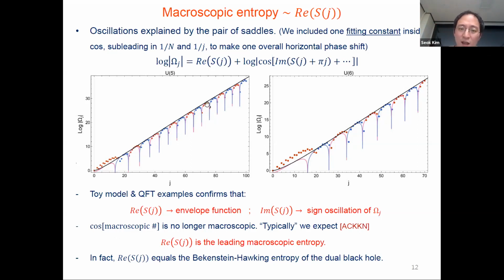But still, you see that this Legendre transformation's oscillation, due to the two complex conjugate saddle points, is giving rise to an explanation of this small oscillation.